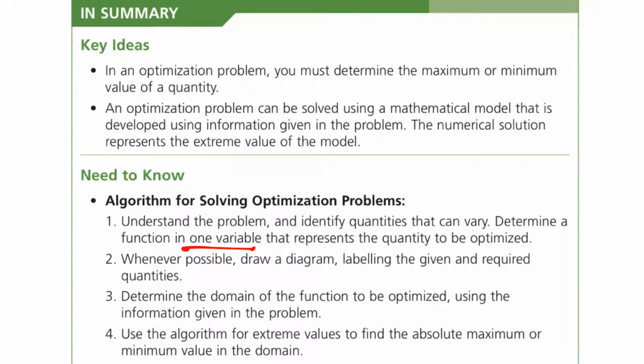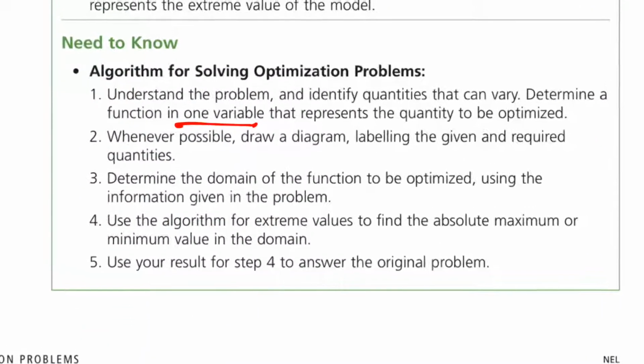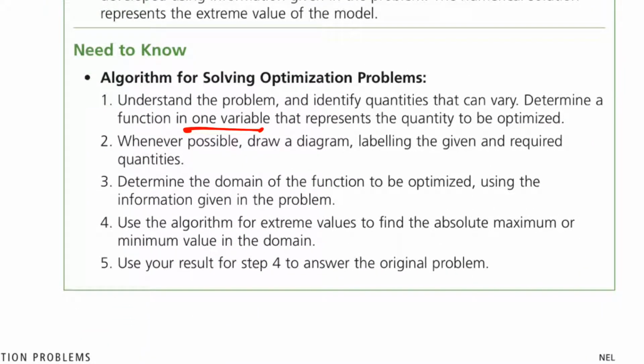In summary, in an optimization problem, we must determine the maximum or minimum value of a quantity. An optimization problem can be solved using a mathematical model that is developed using information given in the problem. The numerical solution represents the extreme value of the model. One important part of calculus is optimization. We have an algorithm for solving optimization problems.